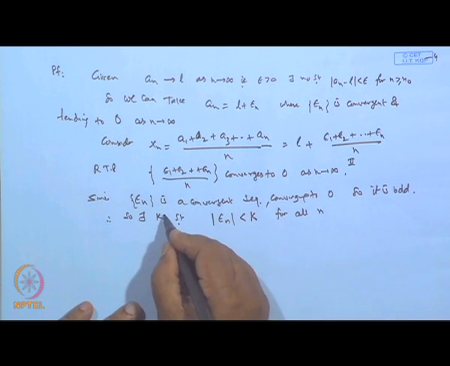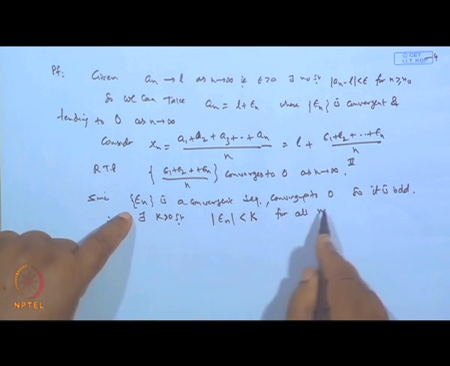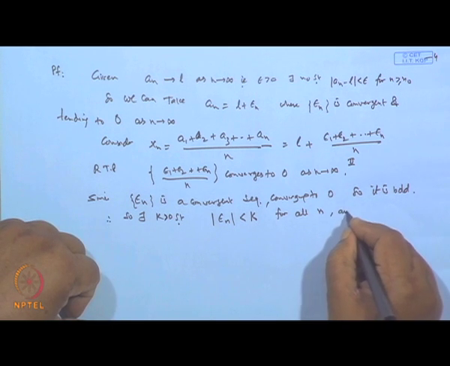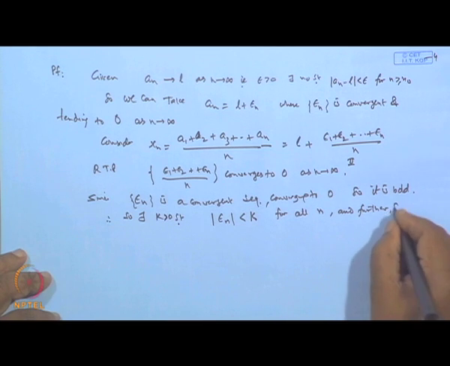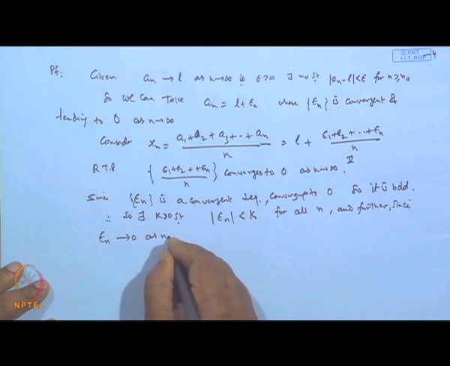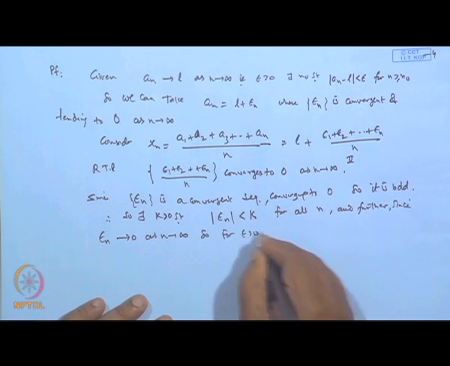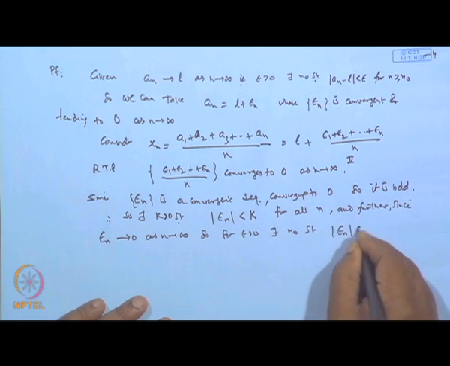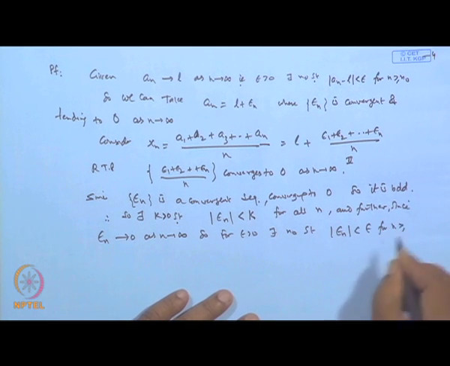There exists a positive k. And further, epsilon n tends to 0 as n tends to infinity. So, for a given epsilon greater than 0, there exists an n naught such that mod of epsilon n can be made less than epsilon for n greater than or equal to, say, n naught.